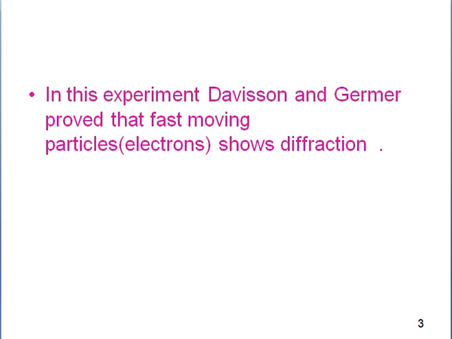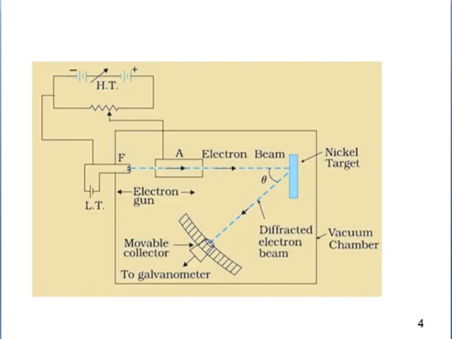Next, this is the experimental diagram. Here HT is the high tension battery, and this is the low tension battery. F is the filament, that is the electron gun. A is the cylinder, and this is the nickel target. This is the electron beam.